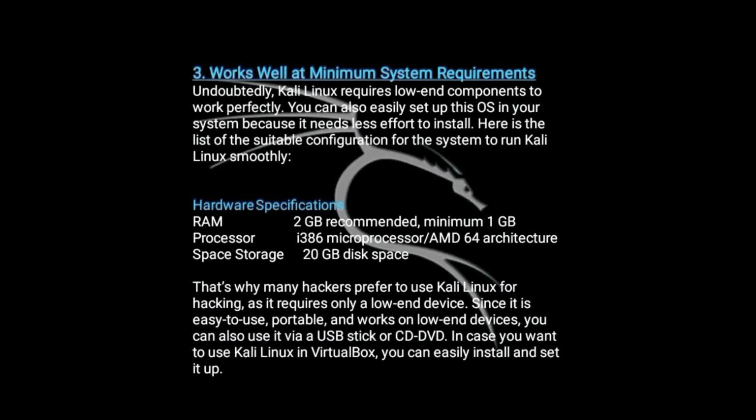Works well at minimum system requirements. Undoubtedly, Kali Linux requires low-end components to work perfectly. You can also easily set up this OS on your system because it needs less effort to install. Here are the suitable configurations for the system to run Kali Linux smoothly. Hardware specifications. RAM: 2 GB recommended, minimum 1 GB. Processor: i386 microprocessor or AMD64 architecture. Storage space: 20 GB disk space.